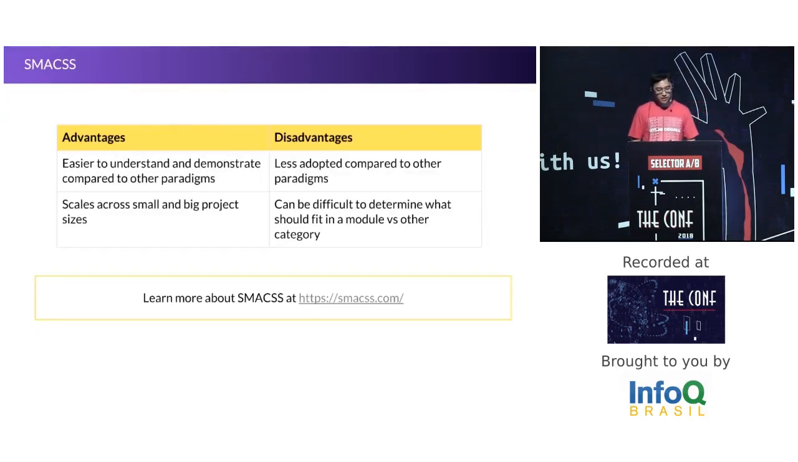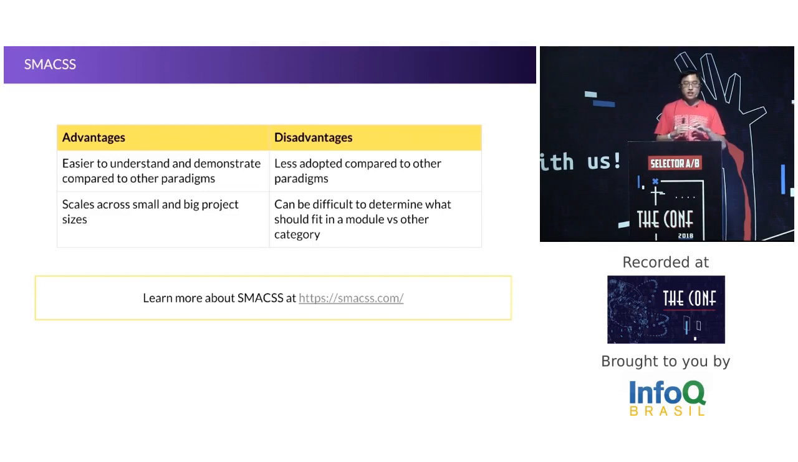So SMACSS trade-offs is that it's one of the easier to understand compared to other paradigms, easier to demonstrate because there's 5 clear buckets. In object-oriented CSS, you're still having these 2 big categories that can be very hard to figure out how to organize within those 2 categories. In SMACSS, you have 5 categories, so it's a little bit easier to define them. And it's also known to scale across small and big projects.